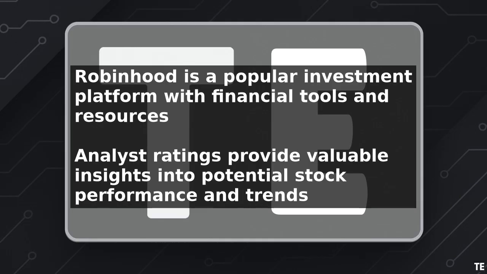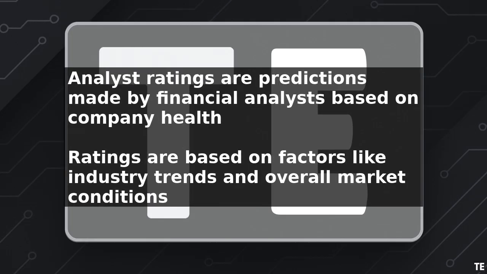performance of different stocks. To understand analyst ratings on Robinhood, it is essential to know what they are and how they are calculated. Analyst ratings are essentially predictions made by financial analysts about the future performance of a particular stock. These ratings are based on a variety of factors, including the company's financial health, industry trends, and overall market conditions.